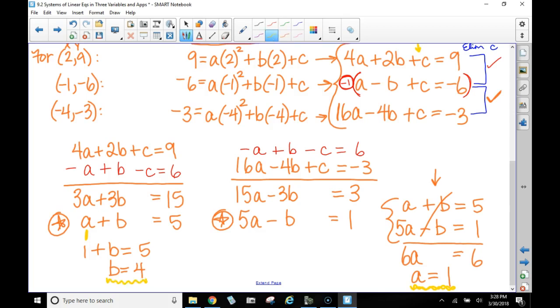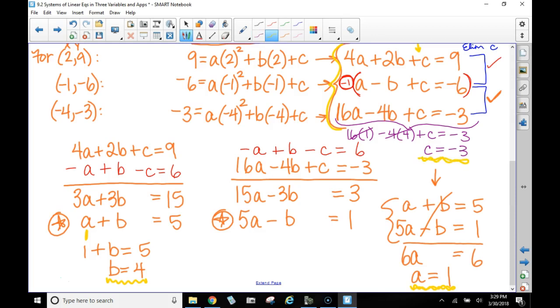Hooray! So if we know that a is 1 and b is 4, we've got to go back somewhere up here and plug those in to find c. Maybe I'll do that right here in this very last equation. So I'm going to have 16 times the a value of 1 minus 4 times the b value of 4 plus c equals negative 3. So y'all, what I got is 16 minus 16. That happens to fall out, leaving me with c is equal to negative 3.